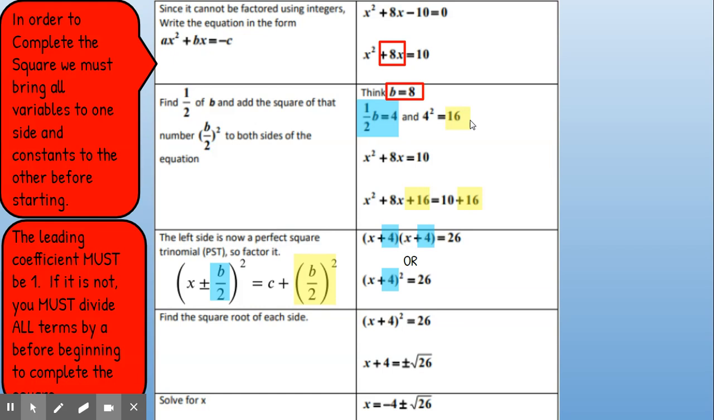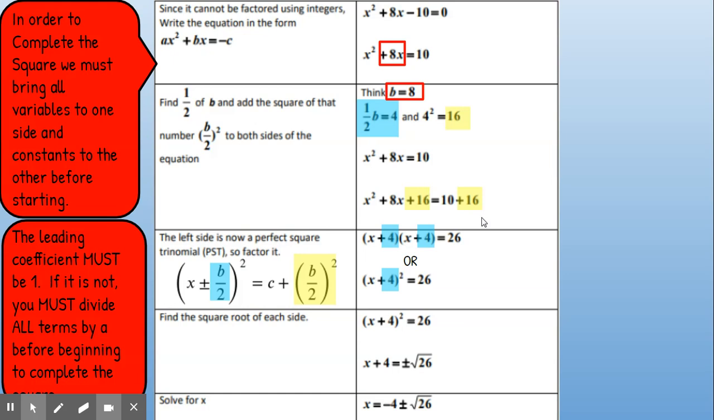I get 16. So 16 is what's going to complete my square. I'm forcing this square into the problem by adding it on both sides. So you notice I took what I had, x squared plus 8x equals 10, and I forced the 16 in by adding it on both sides. By doing it on both sides, I didn't really change the problem any because I balanced it.